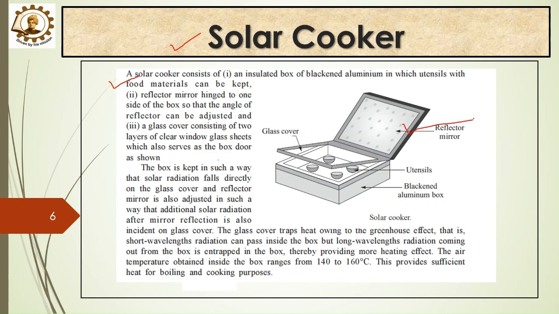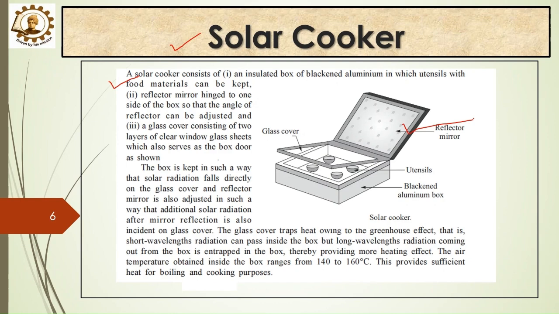And also there are glass covers consisting of two layers of clear window glass sheets, which also serve as the box door. So this is the glass cover. The box is kept in such a way that the solar radiation falls directly onto the glass cover, and the reflector mirror is also adjusted in such a way that the additional solar radiation after the mirror reflection is also incident on the glass cover.